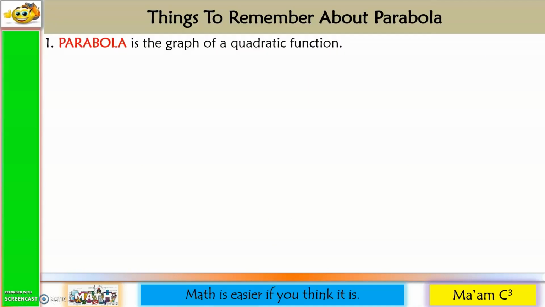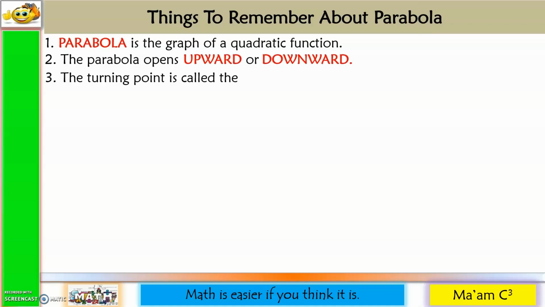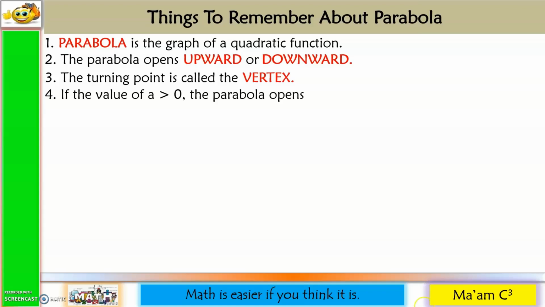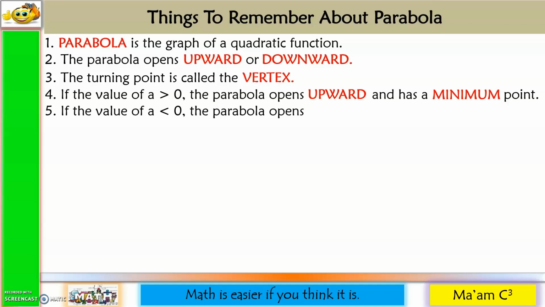Things that you have to remember about a parabola. 1. A parabola is the graph of a quadratic function. 2. The parabola opens upward or downward. 3. The turning point is called the vertex. 4. If the value of a is greater than 0, the parabola opens upward, and it has a minimum point. 5. If the value of a is less than 0, the parabola opens downward, and it has a maximum point.